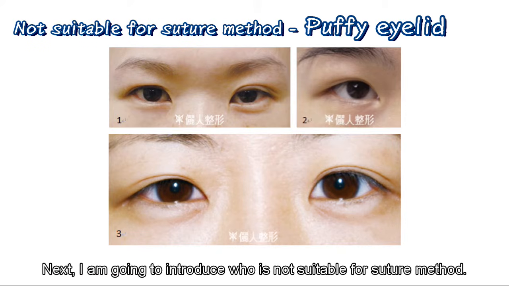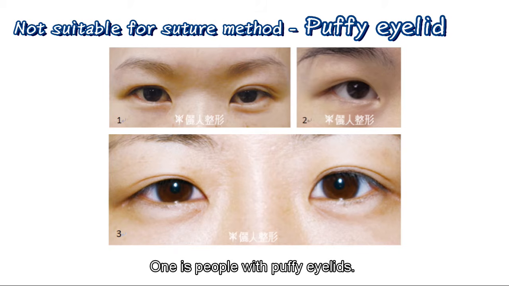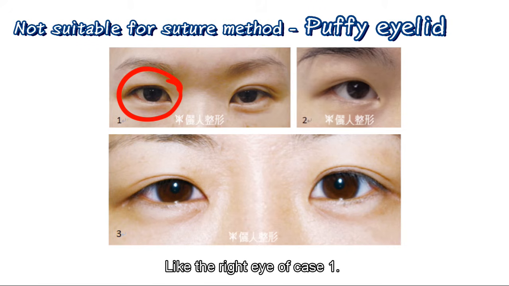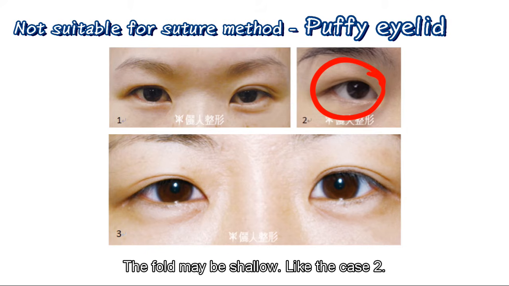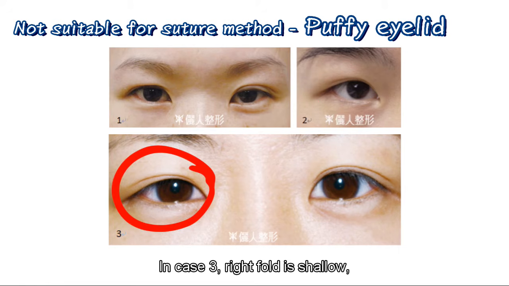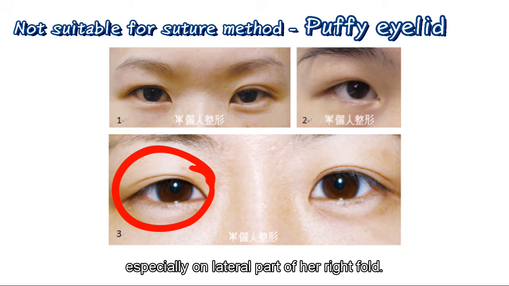Next, I'm going to introduce who is not suitable for suture method. One is people with puffy eyelids. The fold may fade, like the right eye of case 1. You can see the difference between her right and left eyes. The fold may be shadowed, like case 2. In case 3, the right fold is shadowed, especially on the later part of her right fold.